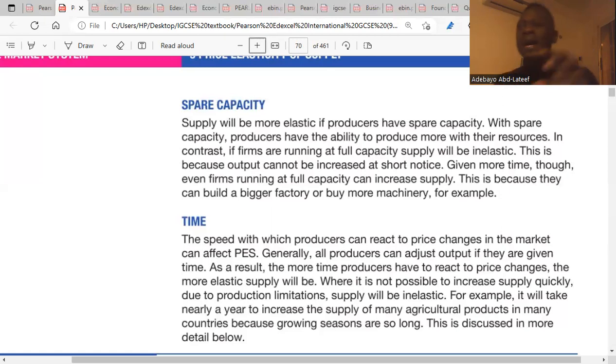If firms have the ability to produce a large quantity because they have a bigger factory, the PES will be elastic. If they have the ability to buy machinery to use for production, then the supply for that product will be price elastic. But if the firms are already operating at full capacity, then the supply for that product will be inelastic. Is it clear? Any question about that?